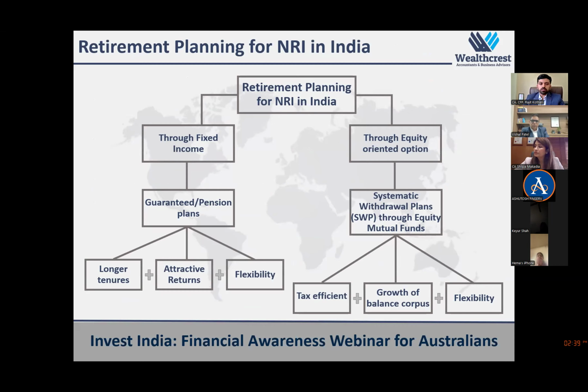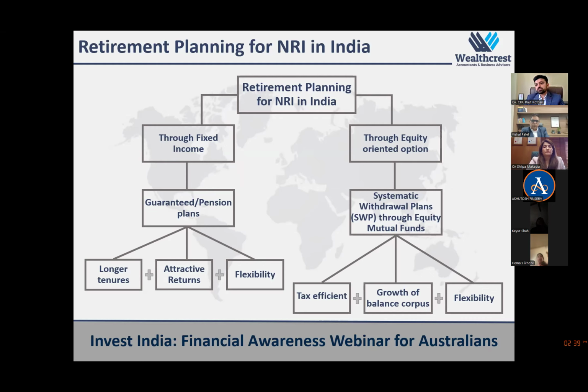Retirement planning in India can be done through both avenues. The first avenue is through equity-oriented investments, which I already discussed, in which there is a systematic investment and a corpus is built, and that withdrawal can happen through a systematic withdrawal plan, which is exactly the reverse of a systematic investment plan, in which there is a lot of tax efficiency in India for the systematic withdrawal plan in case of mutual funds.